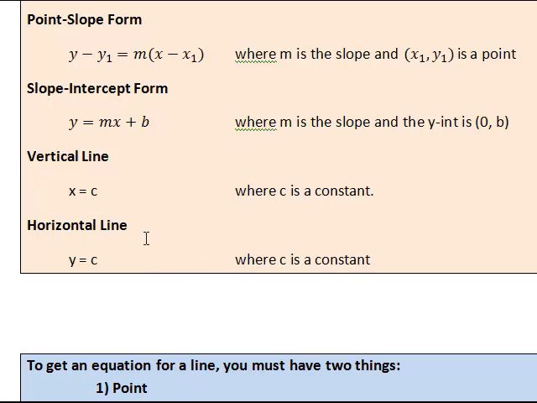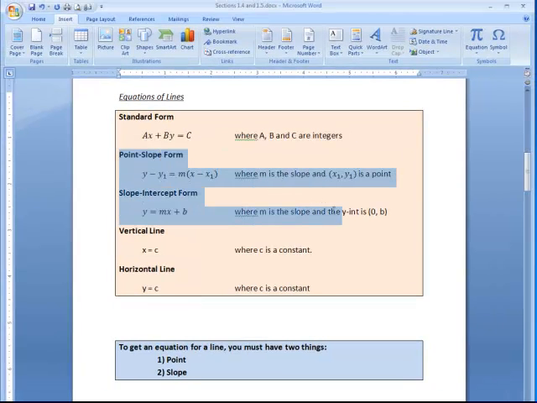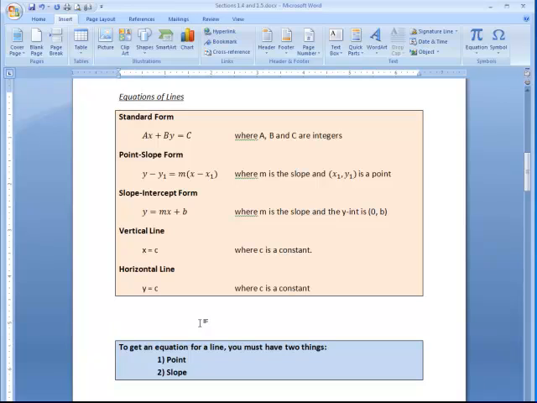Now these are all wonderful, but what do we actually do with them? Well, we're going to focus on these second two, the point slope and the slope intercept. Typically, we're given situations where we want to find equations for lines. And you always need two things to get an equation for a line. You always need a point, and you always need a slope.